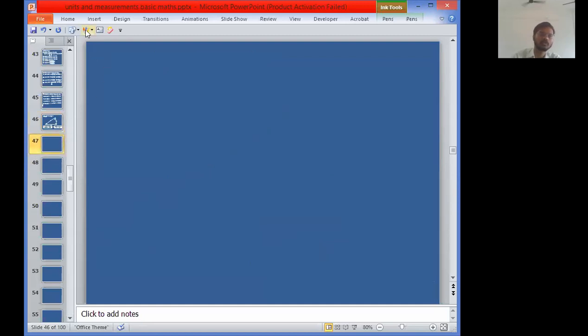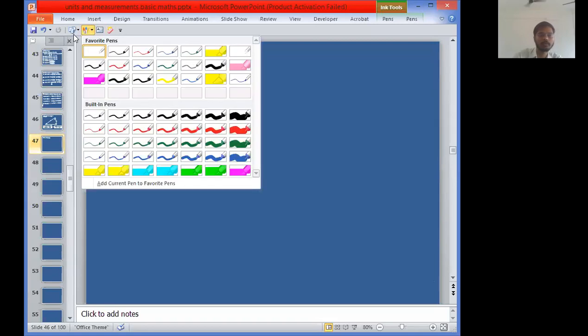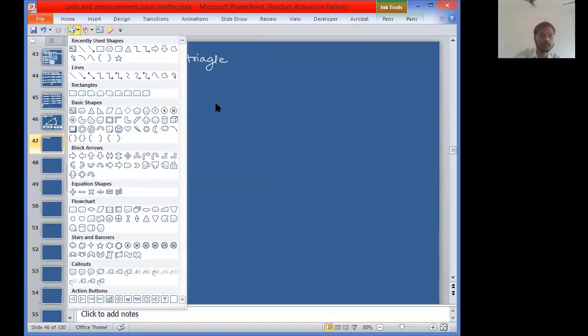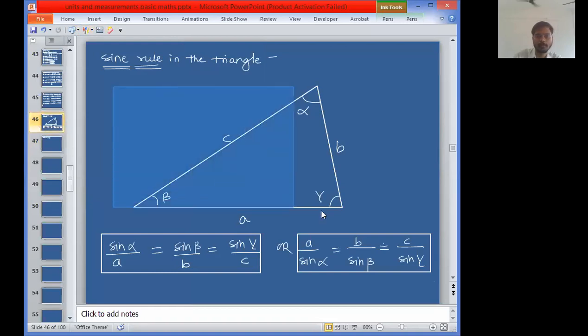Next, cosine rule in triangle. Cosine, you can call it cos, short form. Full form is cosine. Cosine rule in triangle. Write down along with me, everyone. Let's have the triangle. Can we copy the previous triangle? Let's see if we can copy it. Yes, I think we can copy it.